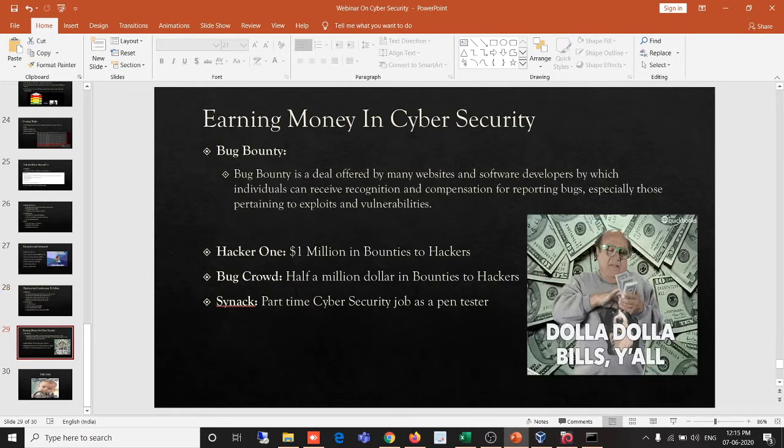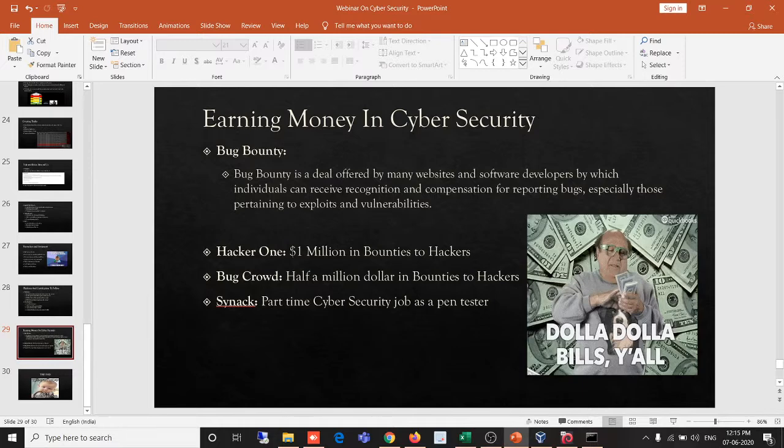So the final part is earning money in cybersecurity. As I said, the one who hacked Instagram was provided with 40 lakhs, I guess, but I'm not sure. This is called a bug bounty program. You can find bugs on some platforms, like HackerOne, BugCrowd, or Synack. If you join these, they will provide you some targets which you have to try hacking.